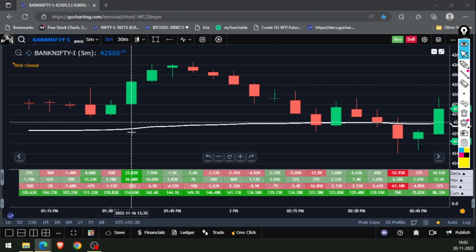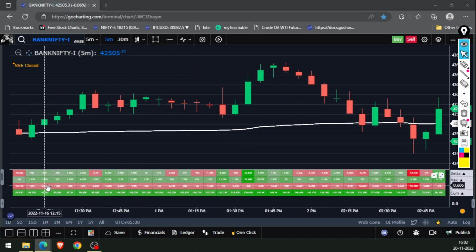Okay, in the same way, this is the minimum delta. The minimum delta defines the minimum value of the delta during the session. Whenever delta is being created in the live session, this is the value where the delta has made its minimum. This is about the minimum delta.